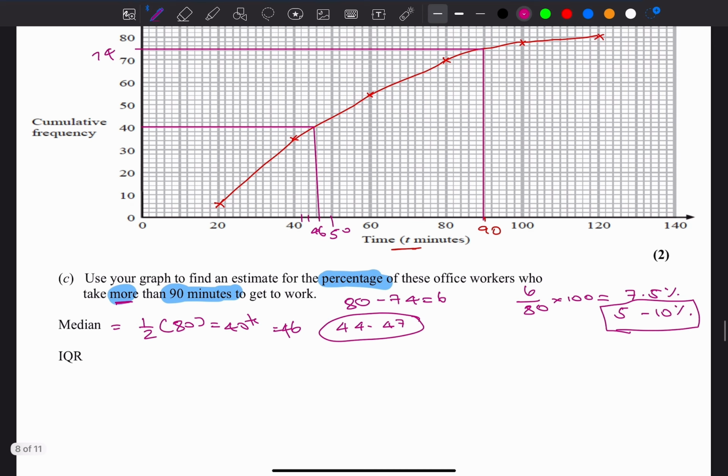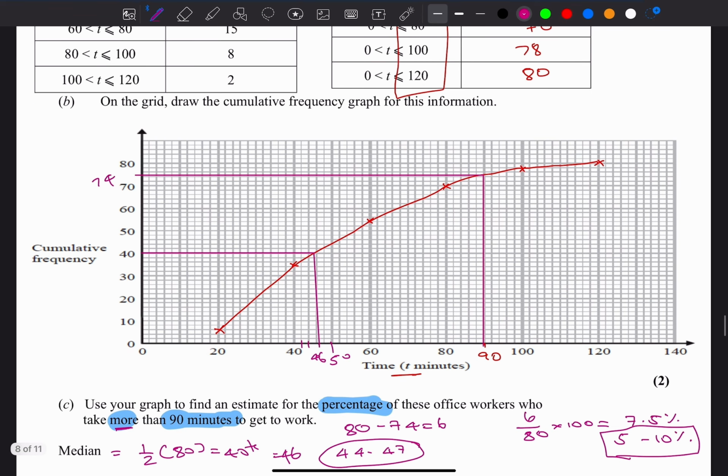In the quartile range, IQR, upper quartile is 3/4 of n, 80, which is the 60th value. Let's see what the 60th value is. 62, 64, 66, 68.